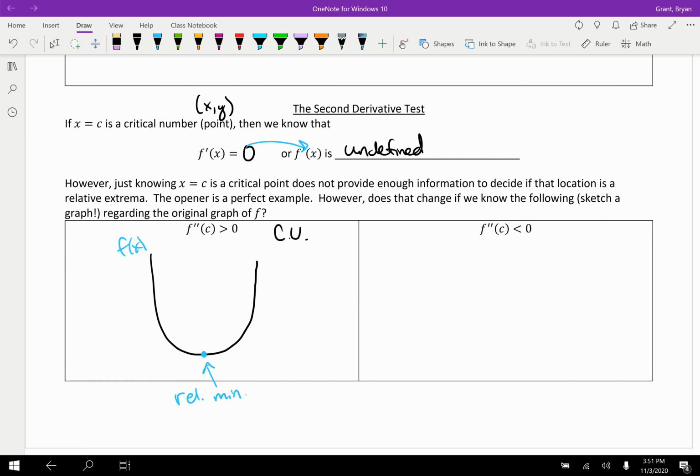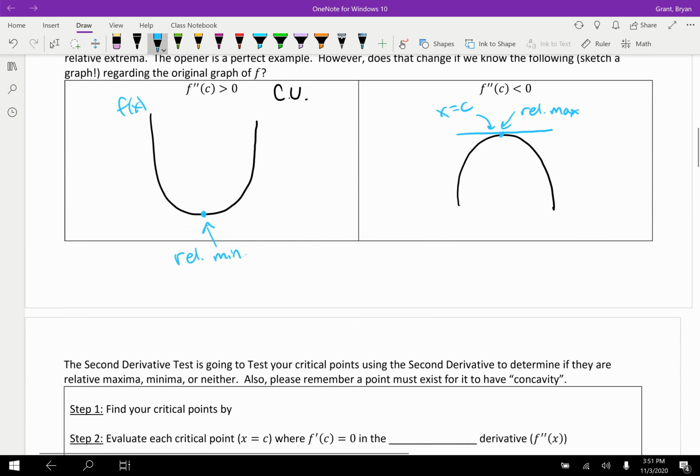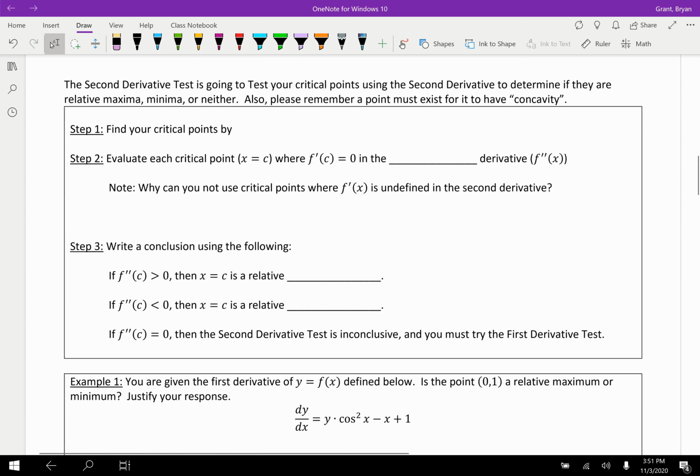And we can actually do this the other way as well. If our graph is concave down, if f double prime is negative, and we know x equals c is a critical point, then this point right here has to be x equals c. That's the only space on the graph where there is a horizontal tangent line, and in turn that means that this point has to be a relative max. So that's pretty powerful, combining the first derivative and the second derivative, and in fact that is the second derivative test. It's going to test our critical points using the second derivative.